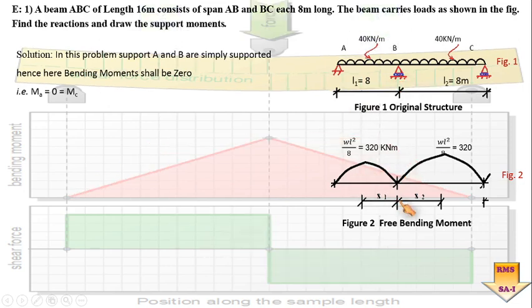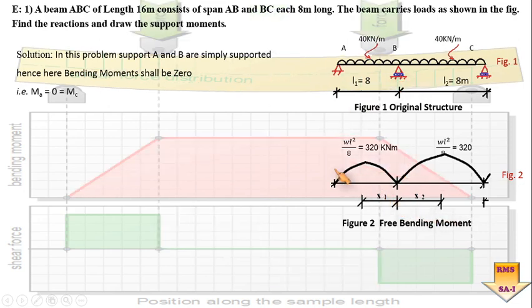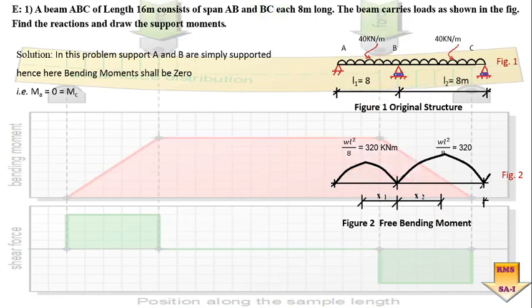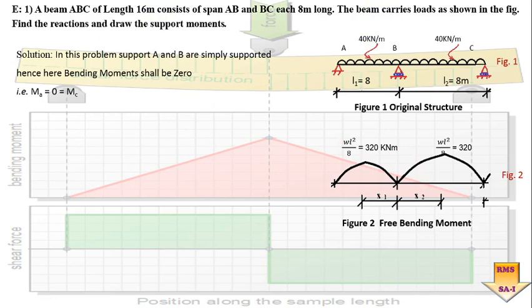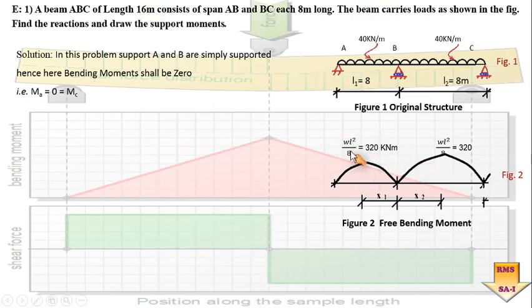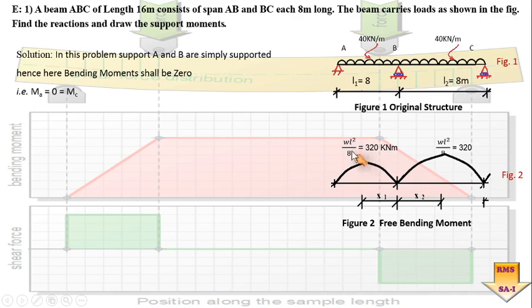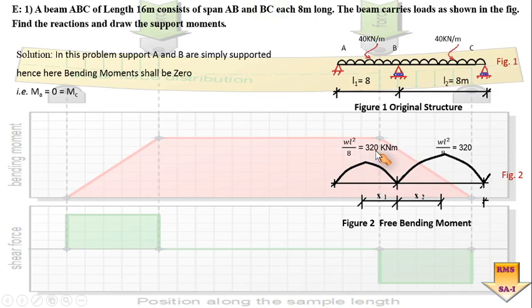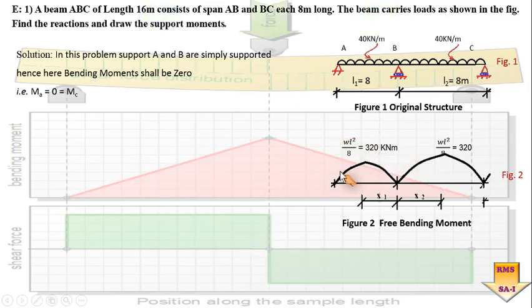Now in this free bending moment diagram, I have drawn the diagram by taking the standard case of a UDL imposed on the beam. In that case the free bending moment is equal to WL square by 8. Putting the values, we get the bending moment equal to 320 kilonewton meter.